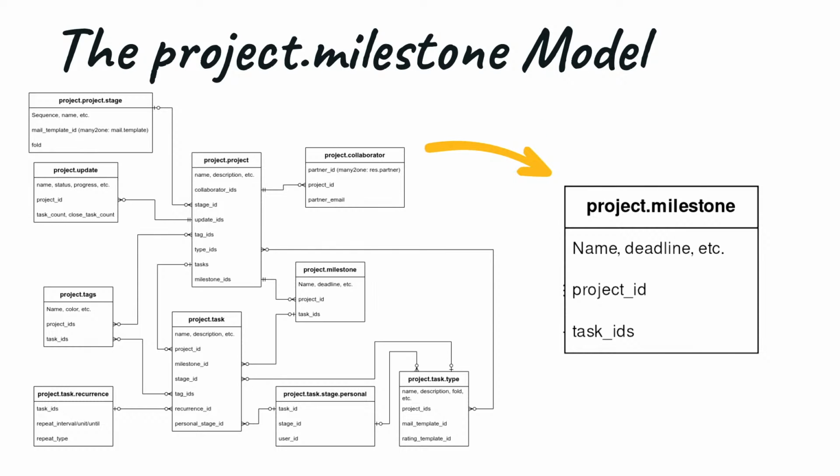Then we have the project.milestone model. This is a model about the project milestones, which concern a subset of their tasks. Again, it has typical fields that we would expect, such as the name of the milestone or the milestone's deadline, and it also has relational fields to the project ID, pointing to the project record that it relates to, and the task IDs, which are the tasks concerned by that milestone.